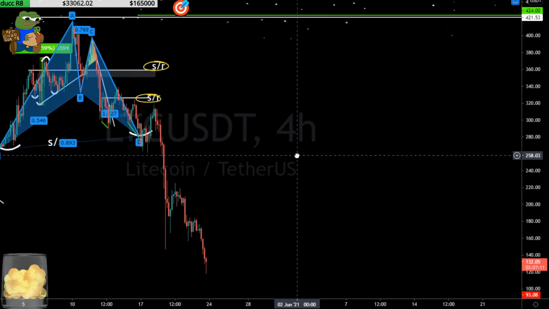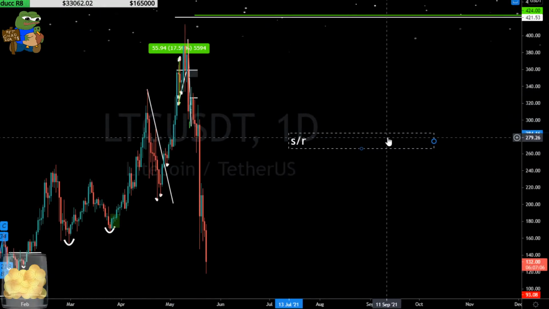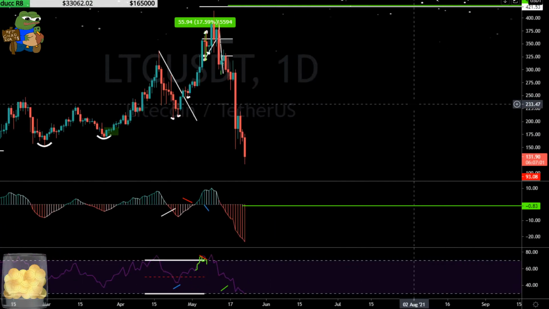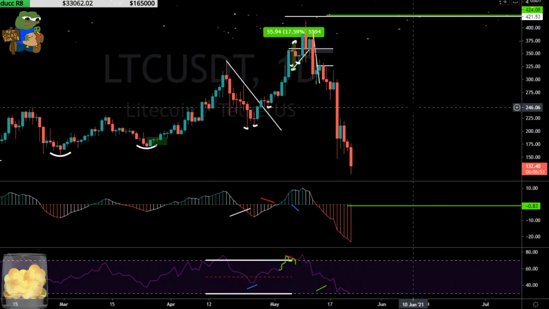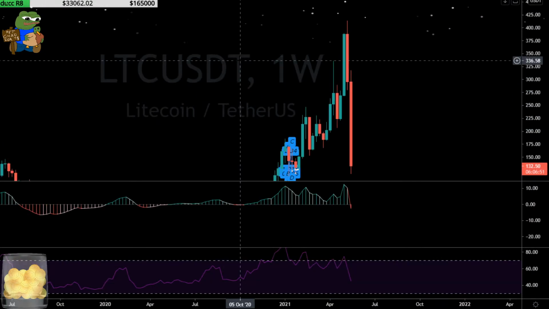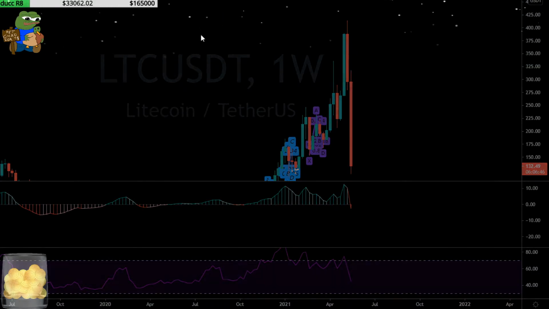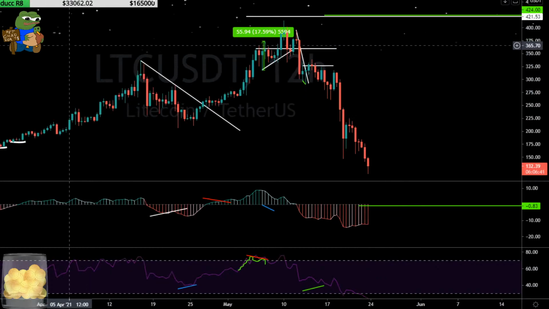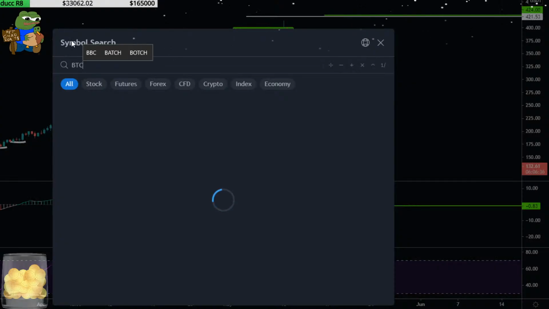Okay, Litecoin. Let's start on the daily. Whoops. Man, this one is looking trash. Really have nothing developed on Litecoin yet. On the daily or the weekly. Or the 12-hour. Litecoin is definitely lagging. No edge on Litecoin at the moment.